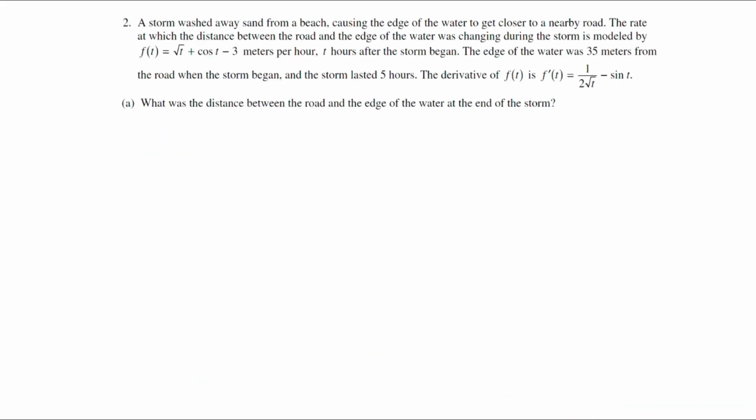All right, this is question number 2 from the 2009 Form B AP Calculus AB exam. This is another rate FRQ. We've got a storm that's washed away sand from a beach, and the edge of the water is now getting closer to a nearby road. So the rate at which the distance between the road and the edge of the water was changing during the storm is modeled by this function f of t, root t plus cosine t minus 3 meters per hour. And the edge of the water was 35 meters from the road when the storm began.